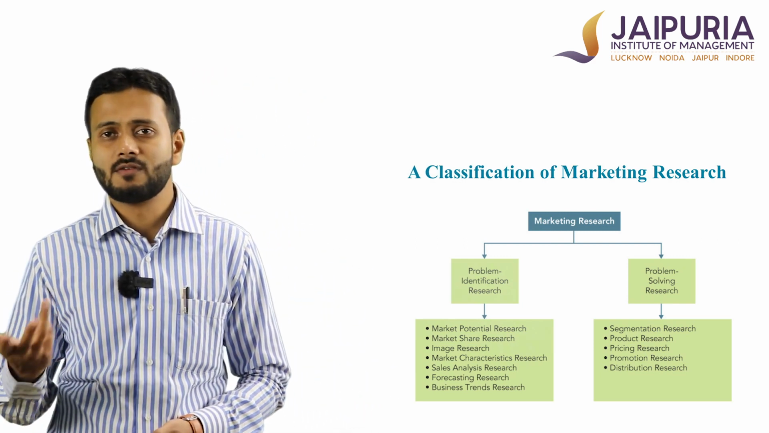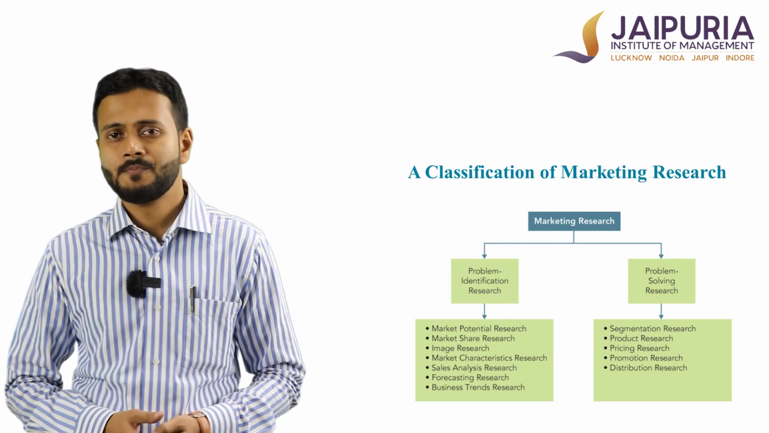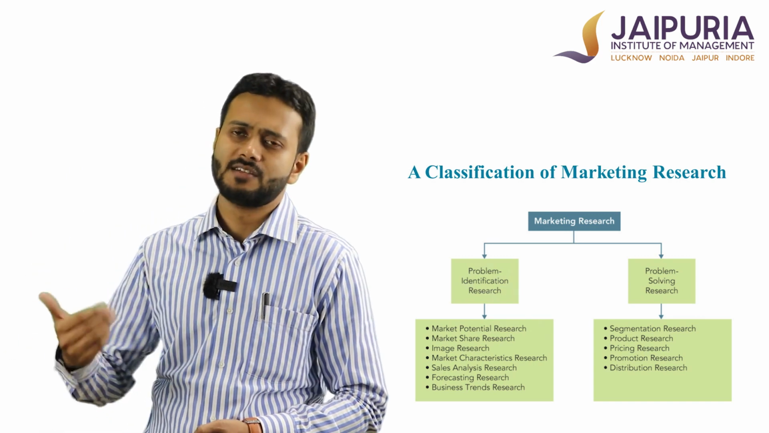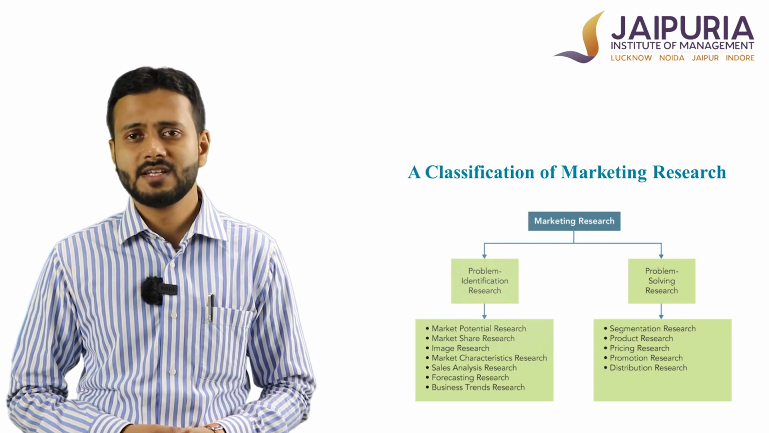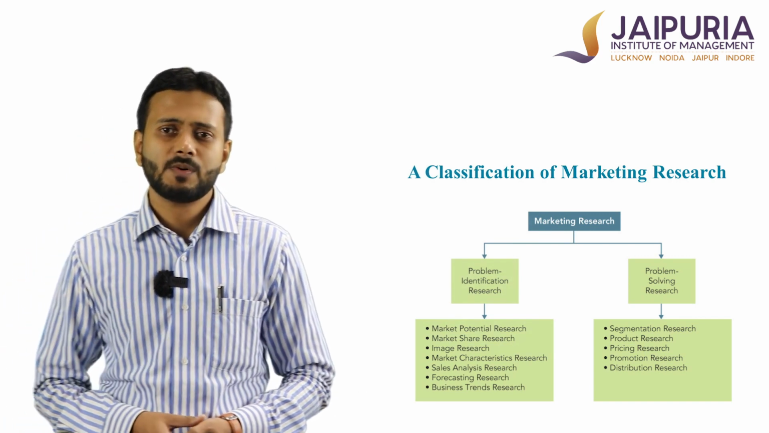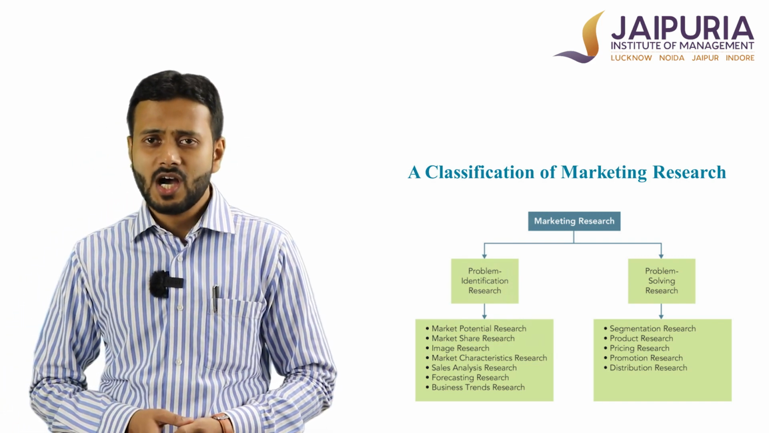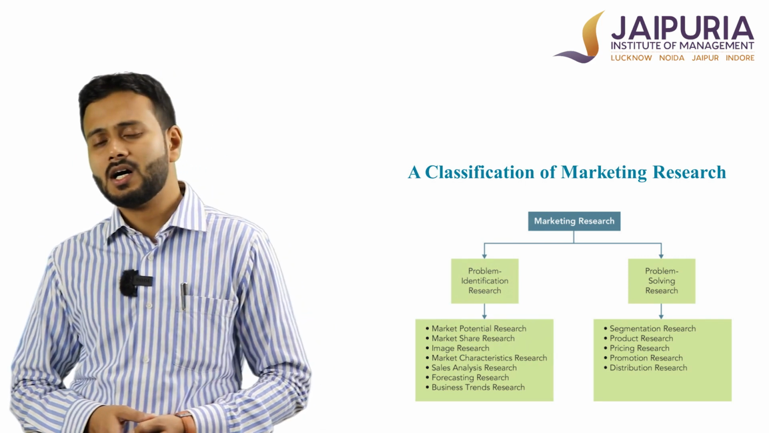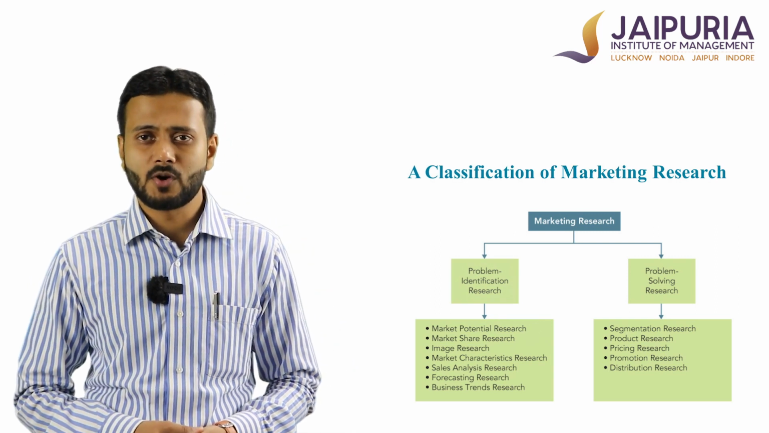Coming to the second block, which is another important block, called problem-solving research. Here we are going to solve the problems, for example, which were identified earlier, or maybe which were identified in the first step. Here we discuss segmentation research, product research, pricing research, promotion research, and distribution research. I guess now you can recollect the 4 P's of marketing. So the research catering to the 4 P's of marketing can be clubbed into problem-solving research.